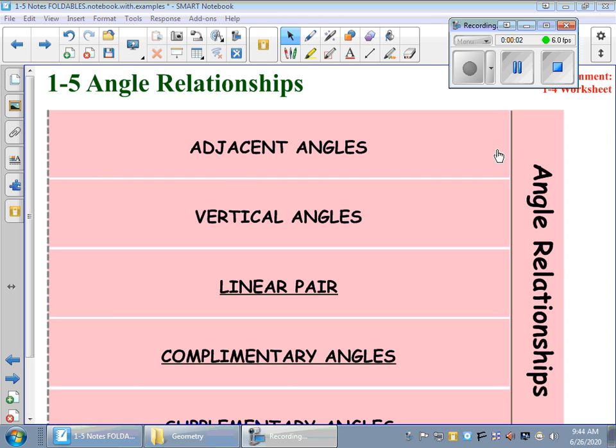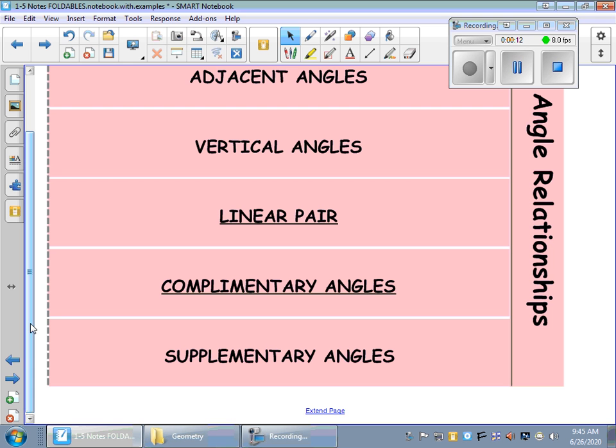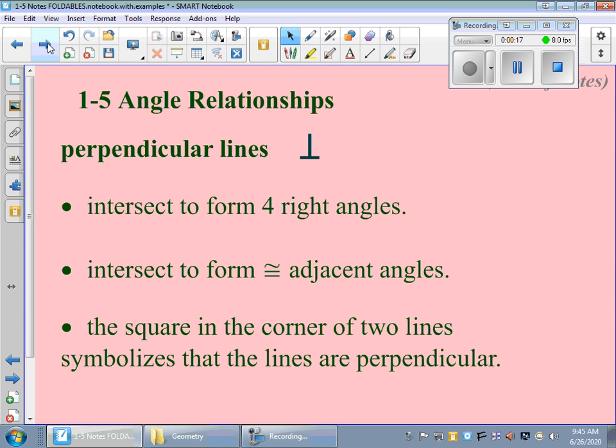Alright, so today we're working with section 1.5, angle relationships. This is a day where these notes take quite a bit of time, so you can go through on your own pace and really copy down a lot of notes. These are the terms that we're going to work with today. We're going to define these, and then I'll go through some examples.